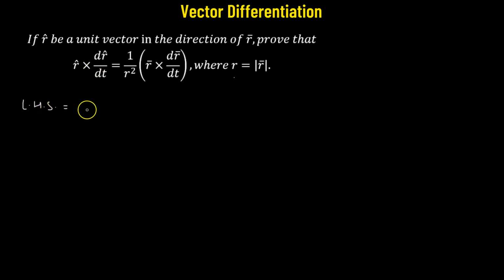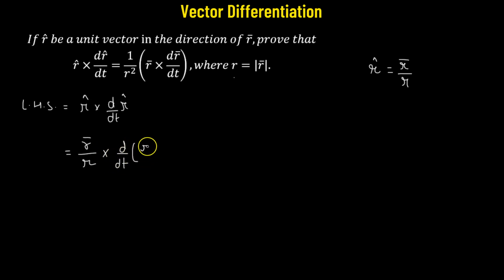First, we will define the unit vector. Since our unit vector is defined as the vector r divided by its magnitude r. So that means r cap crossed with the first derivative with respect to t of the unit vector r cap. This is the same as vector r divided by r crossed with derivative with respect to t. So r cap here will be replaced with vector r divided by r. Right. So we have r vector divided by r crossed with.